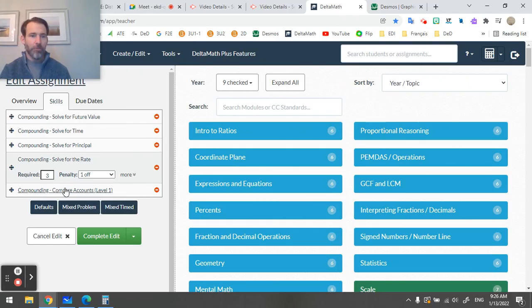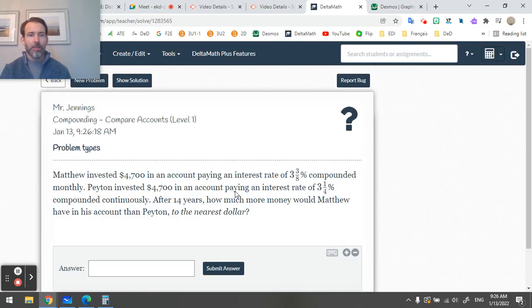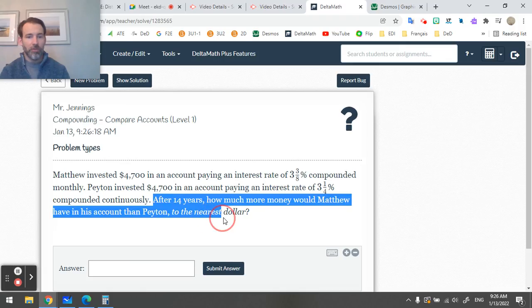All right. Compound and compare accounts. I already showed you an example of compare in the earlier thing. But here, if Matthew and Peyton both invest the exact same amount of money, but one of them gets 3 3/8% compounded monthly, and one of them gets 3 1/4% compounded continuously, how much more money will Matthew have? I'm getting the feeling that Matthew's going to have more money, just by the fact that that's significantly higher than that.